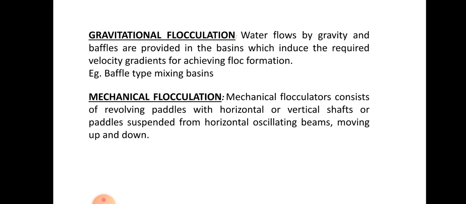Coming to mechanical flocculation, in this method the mechanical flocculators consist of revolving paddles with horizontal or vertical shafts. Like I showed, the impeller and mechanical devices are used for producing the flocks. This type of flocculation we call mechanical flocculation, wherein the paddles revolve on horizontal and vertical shafts, or the paddles are suspended from horizontal oscillating beams that move upwards and downwards, that is, in a vertical motion. So these are the different types of flocculation.